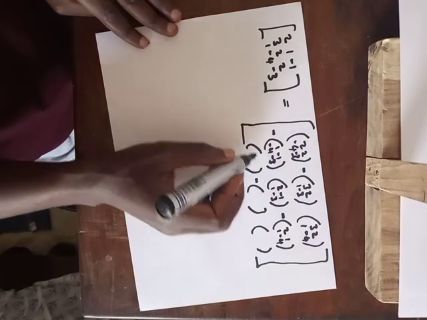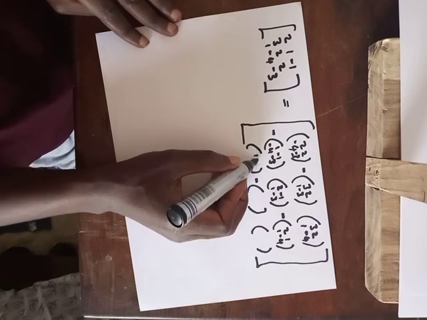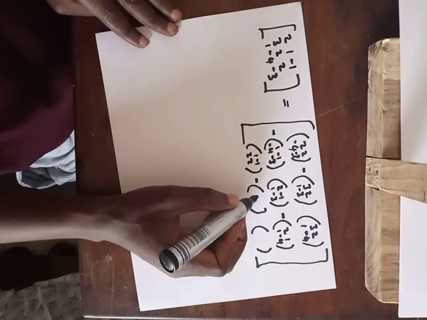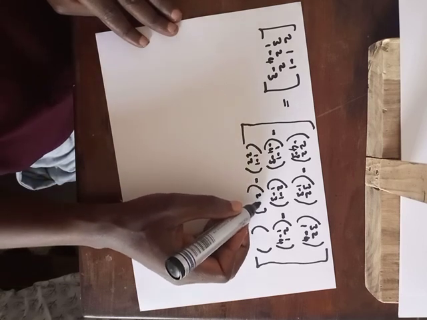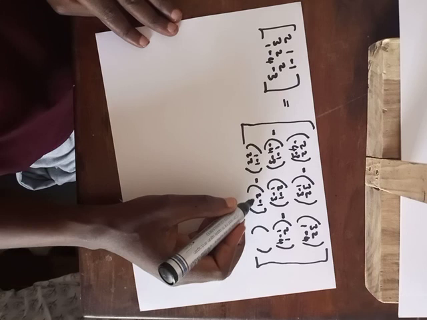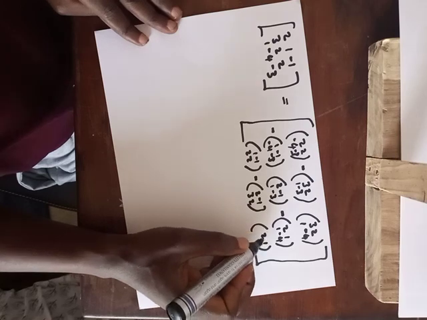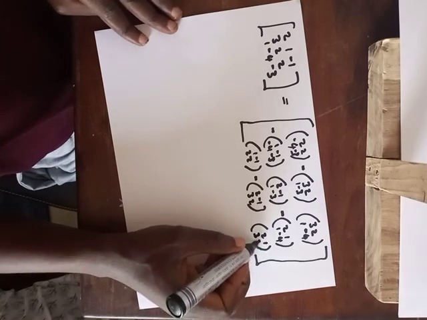Okay, then here you're going to pick a 1, you're going to pick a negative 1, you're going to pick a 2 and a 2. Here you're going to pick a 2, you're going to pick a negative 1, you're going to pick a 3, you're going to pick a 2. Okay, here you're going to pick a 2, a 1, and you're going to pick a 3 and a 2.